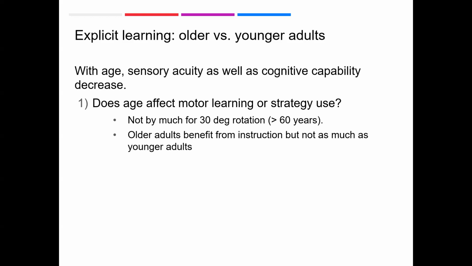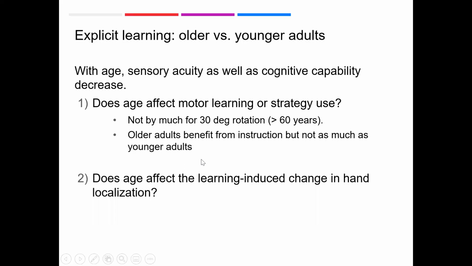So that's a little bit consistent with previous studies that suggest that they don't use strategy, or at least when given instructions, they don't use it to the same extent, although they did show the same pattern of exclude, include, the no-cursors as the younger adults. And we didn't find any difference for the non-instructed groups between older and younger. And again, it might be just smaller rotations. Usually older adults have no problem. But our main question was really, does age affect the learning-induced changes in hand localization?